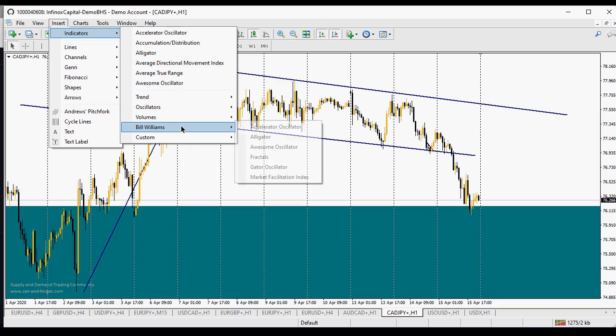Then we have Bill Williams. Bill Williams is a renowned forex trader. He made his own indicators, which were not accepted by MetaTrader 4 as a particular group. He made one as an oscillator, and the alligator as a trend. Alligator is a trend, but this is an oscillator. So it's not a group on its own, but it's by somebody called Williams. You can check online.